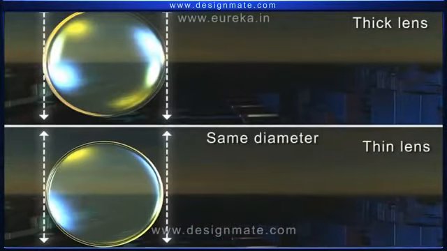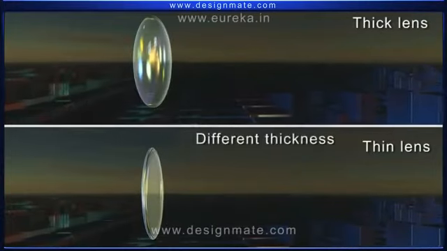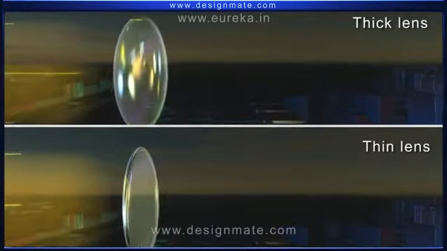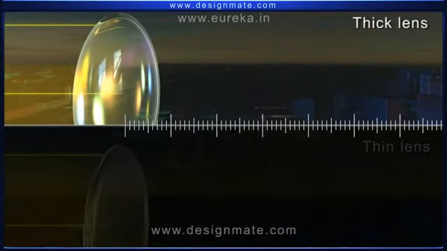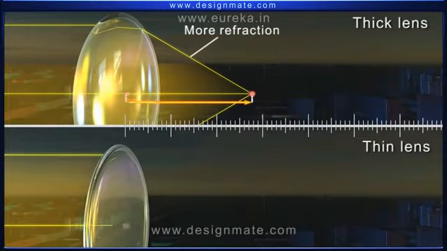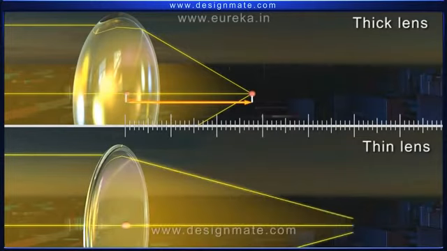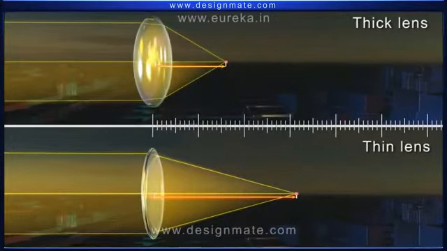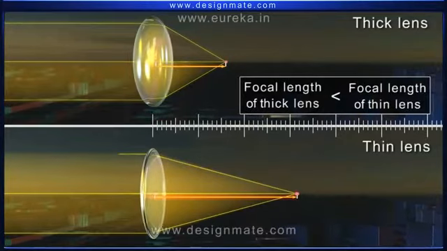Take two lenses of the same diameter, but of different thickness and hence curvature. When the parallel light rays are incident on them, you can observe that the light rays passing through the thick lens undergo more refraction and get converged at a shorter distance, as compared to the thin lens, which causes less refraction. So we can observe that the thick lens has a shorter focal length than the thin lens.